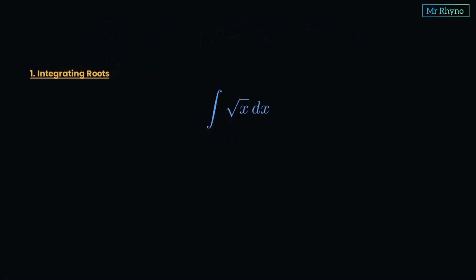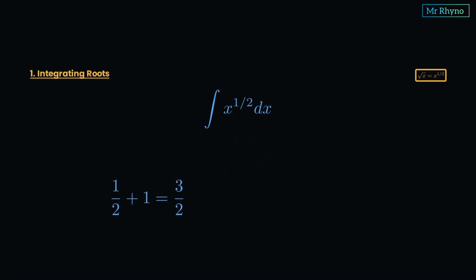Start with the integral of the square root of x dx. A square root can be written as a fractional power. The square root of x equals x to the 1/2. So the integral becomes the integral of x to the 1/2 dx.